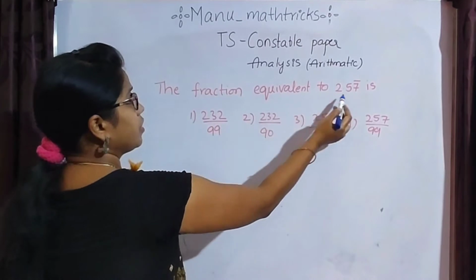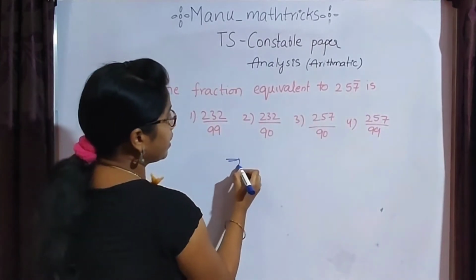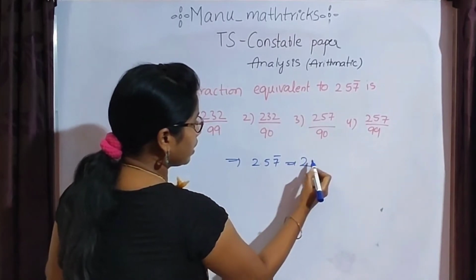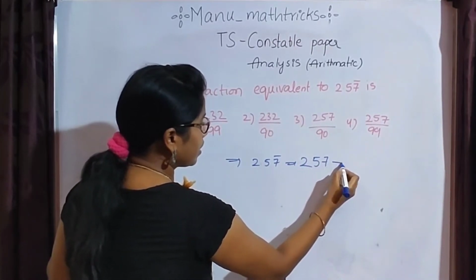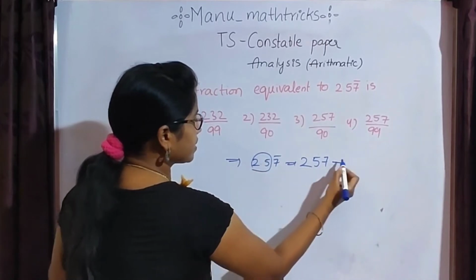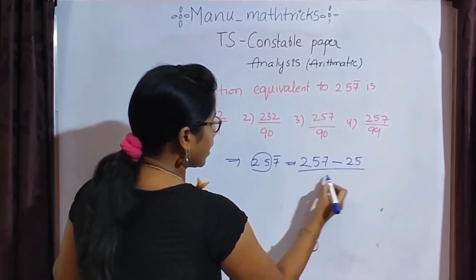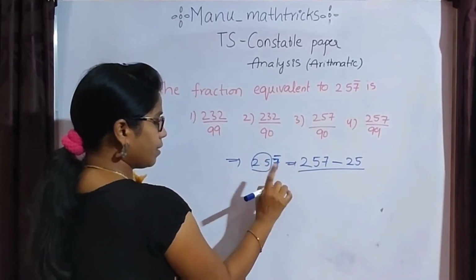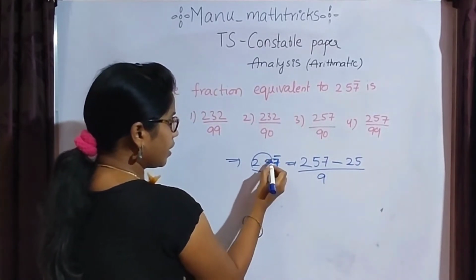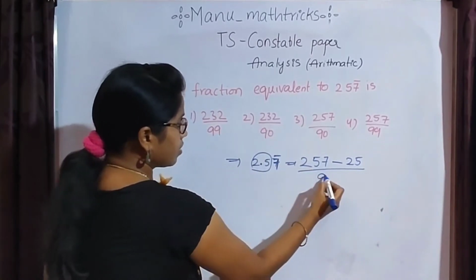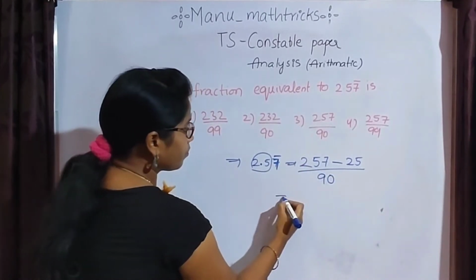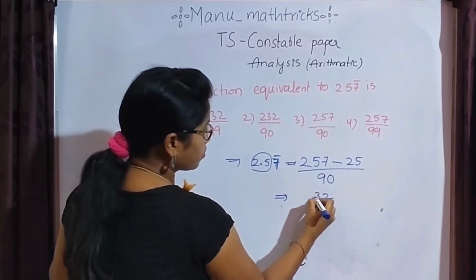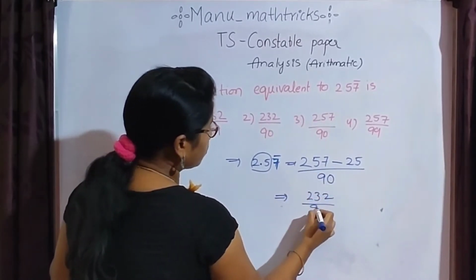What is the fraction equivalent to 2.57 bar? It can be written as 2.57 bar. It is written as the total number, that is 257, minus the non-recurring part, 25, by the recurring element. The recurring element is one element, so 9, and the non-recurring element after decimal is 1, so it is represented by 0. Therefore 257 minus 25, that is 232, by 90.